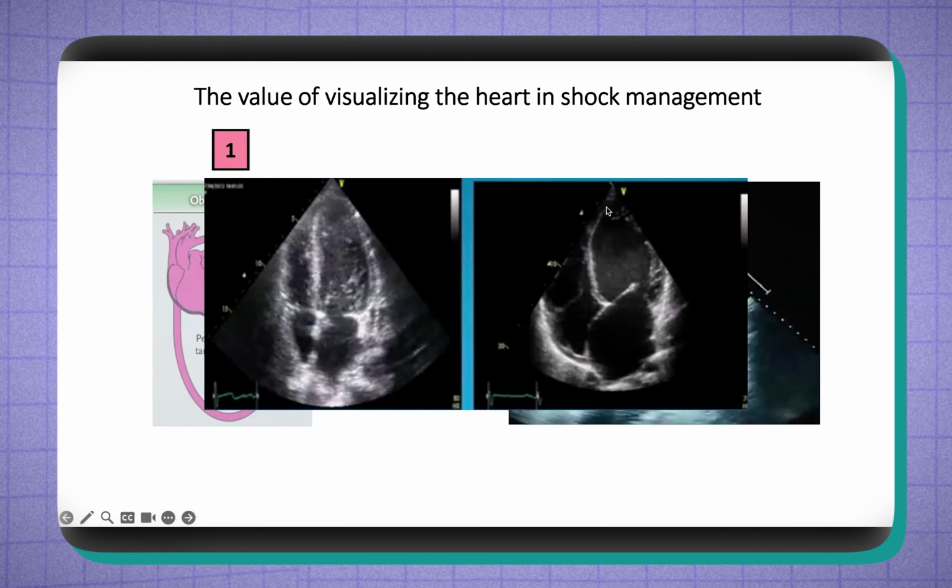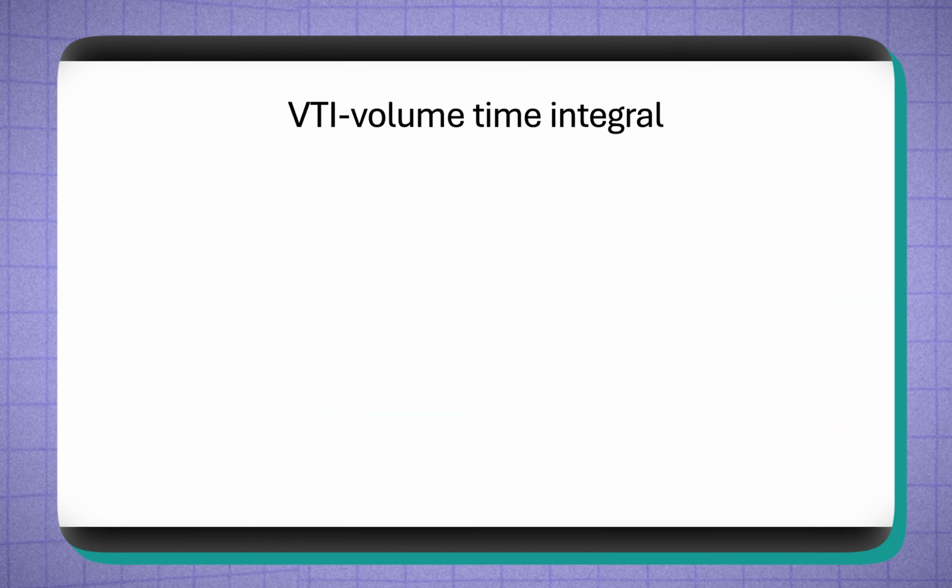On the right hand side, if you look at this image, this is obviously a global dilatation of the chambers. This is not a live image, but we can make out that the LV, LA, RA, RV, everything is dilated. So probably this is cardiogenic shock.